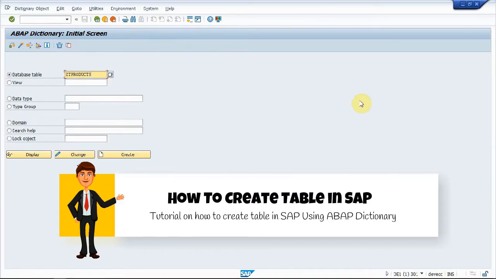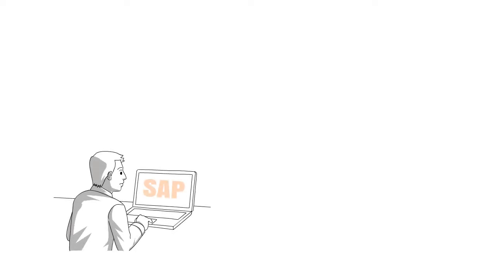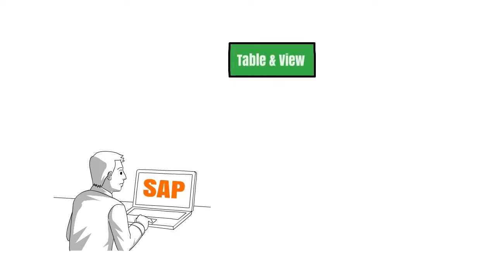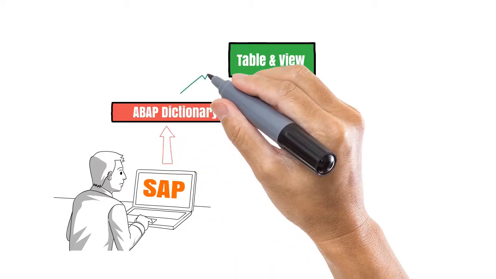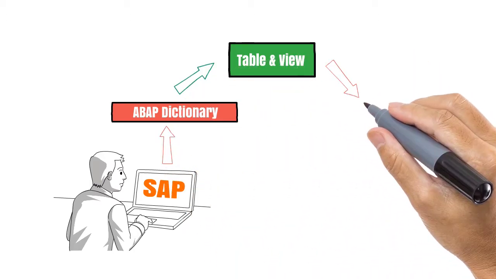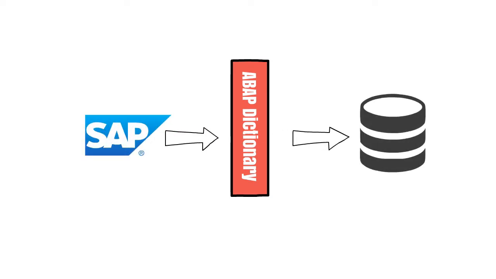Today I want to share with you how to create a table in SAP using ABAP Dictionary. SAP provides a tool to create and manage database objects such as tables and views without having to create the objects directly in the database. This tool is called ABAP Dictionary. Whenever we create a table using ABAP Dictionary, the SAP system will create the physical table in the database using the same structure defined in the ABAP Dictionary. With that being said, ABAP Dictionary acts as the middleware or interface between the SAP system and the database.